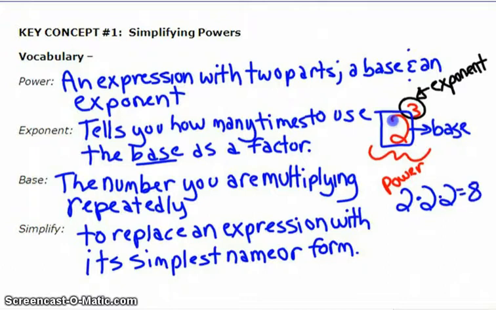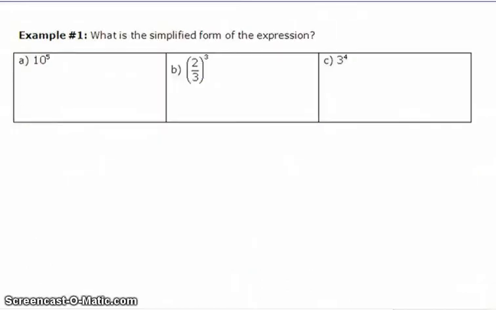Now, the other thing you'll be hearing me say a lot is to simplify. Simplify basically means to do as much as you can to the expression, right? So by saying to replace the expression with its simplest name or form, get it to do as much as you can with it so it's down to the simplest form. So, let's look at some examples.